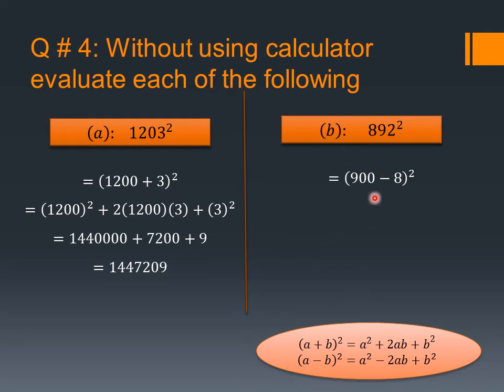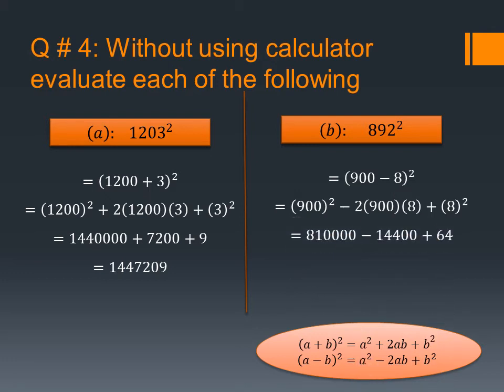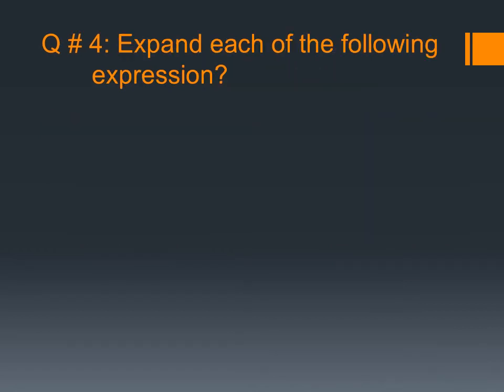Coming to part B, applying the formula of A minus B whole square, we have to write it in the form of A square minus 2AB plus B square. In the question, A is 900 and B is 8. So replacing all the A's and B's, we will get this equation. Taking the square and opening the brackets of the central terms, we will get our final answer as 795664. All the digits here were also like terms, no variable involved, so we added them and subtracted them.